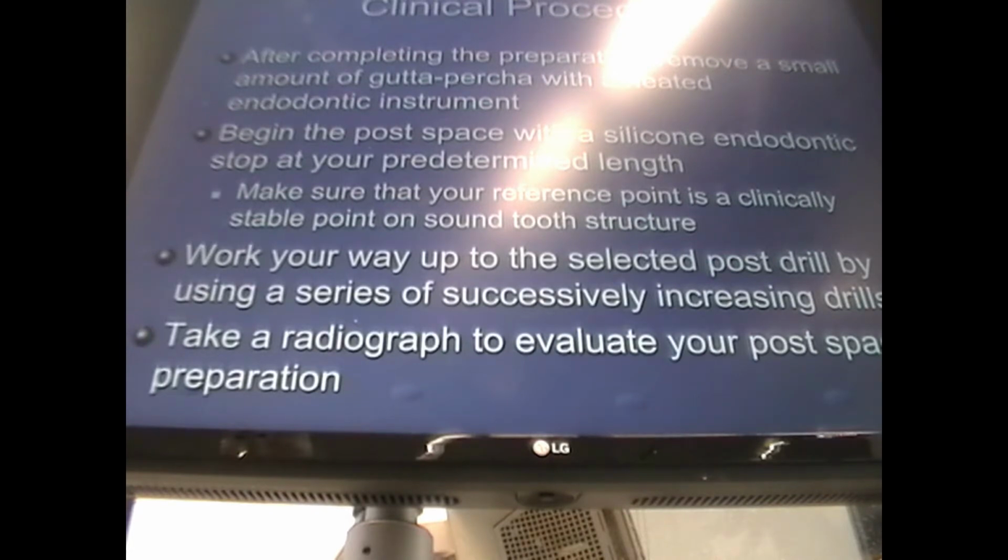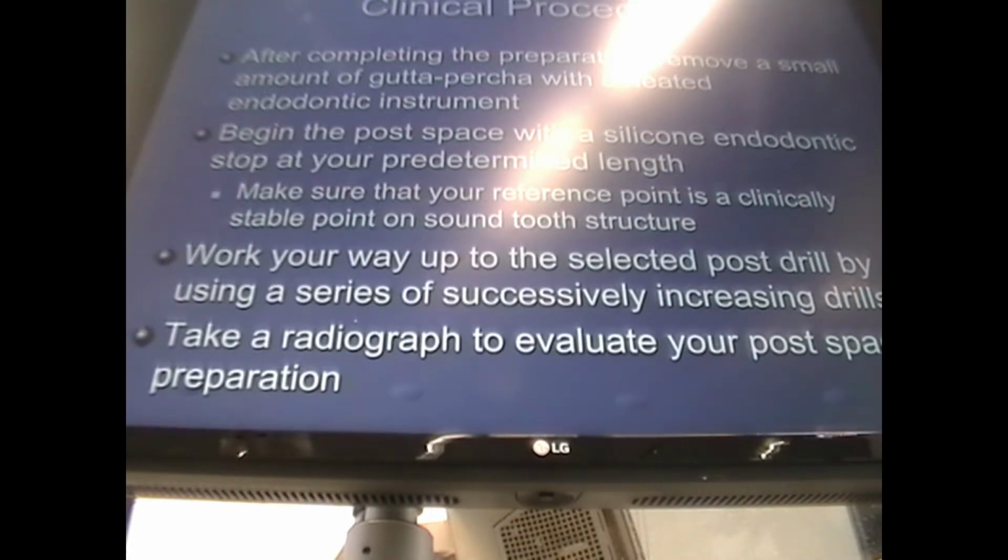Clinical procedure. After completing the prep, remove a small amount of gutta percha with a heated endodontic instrument. Okay? There are touching heated instruments, or you can flame heat an instrument. Begin the post space with silicone endodontic stops at your predetermined length. There's little orange rubber stoppers that are in your root canal kit. You can place those around your Parapost drill or your Gates Glidden drill to use as a length guide when removing gutta percha. You don't want to remove all the gutta percha or you're going to redo the root canal.